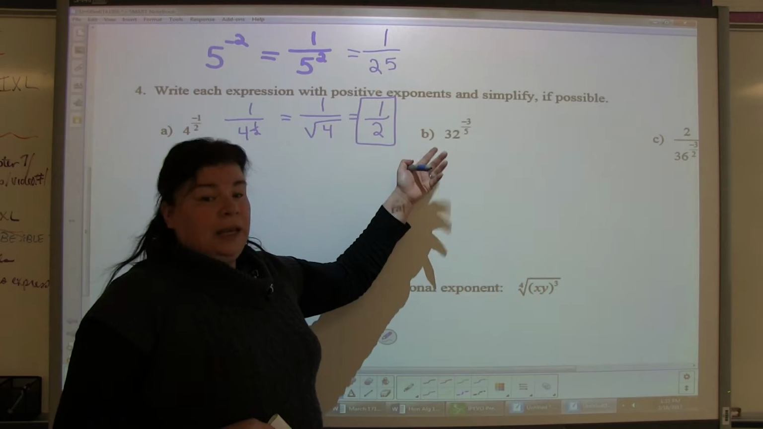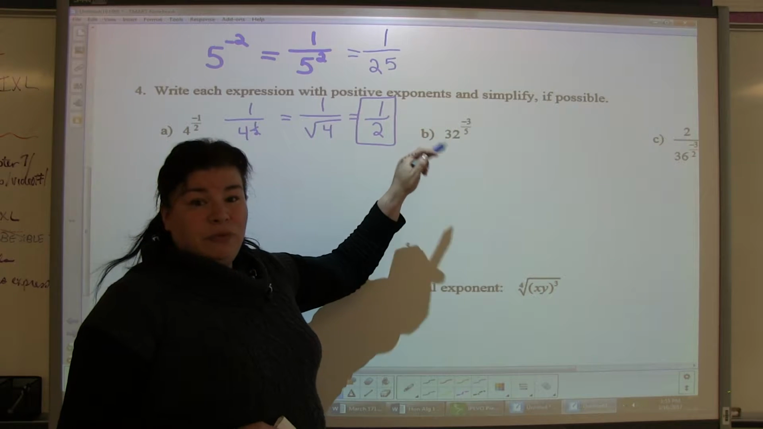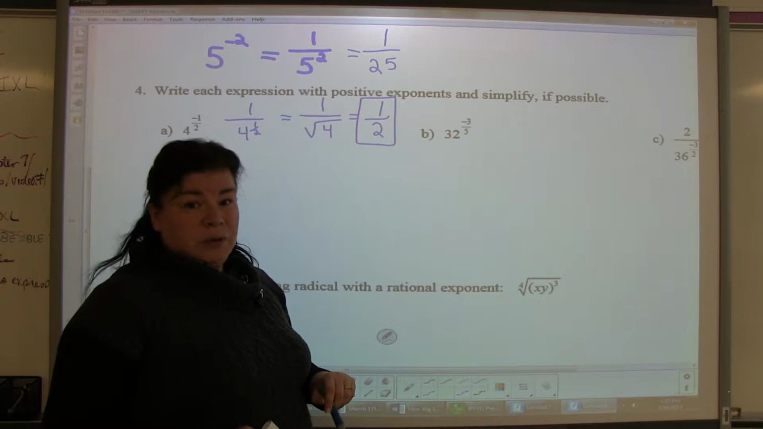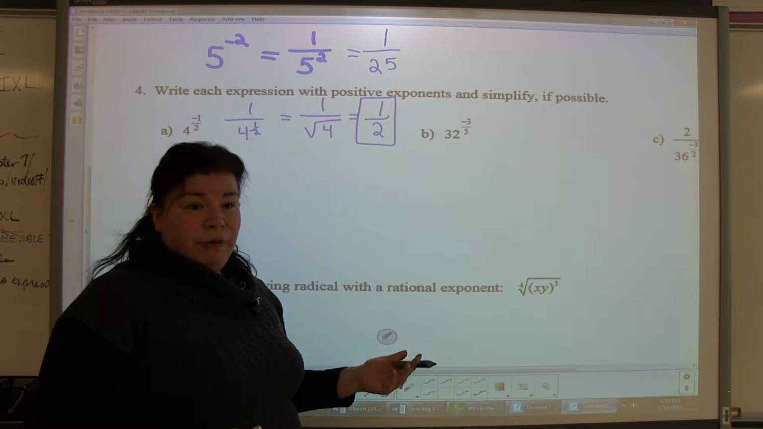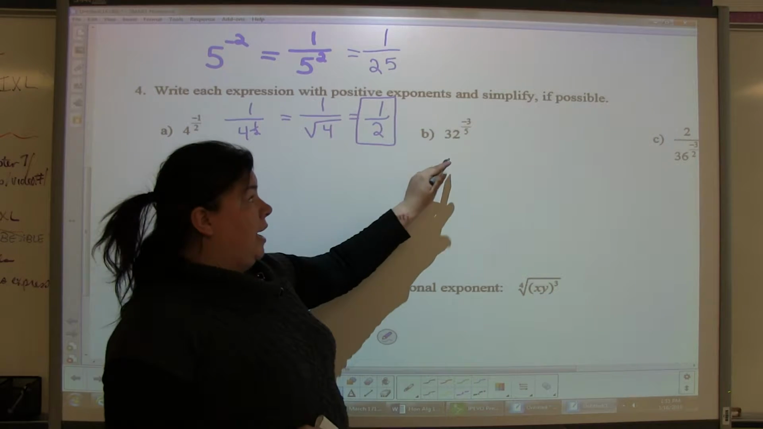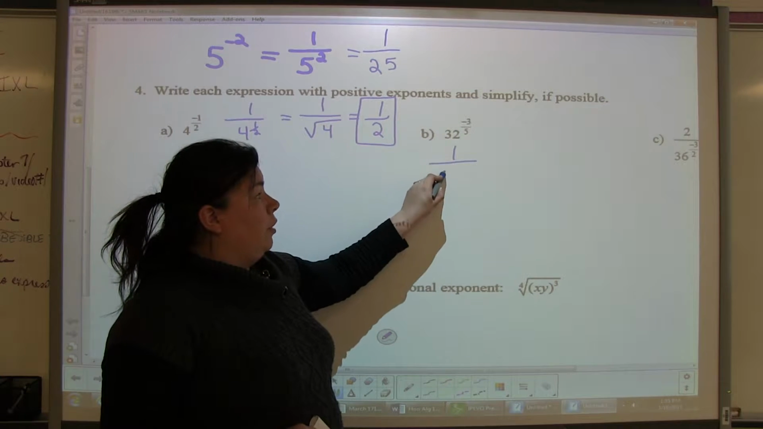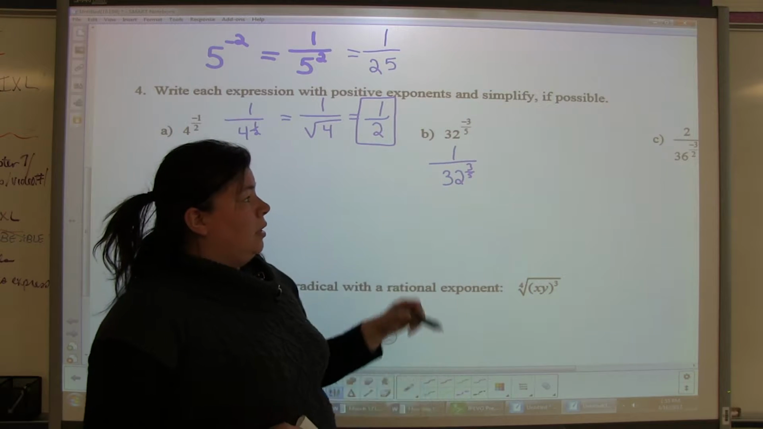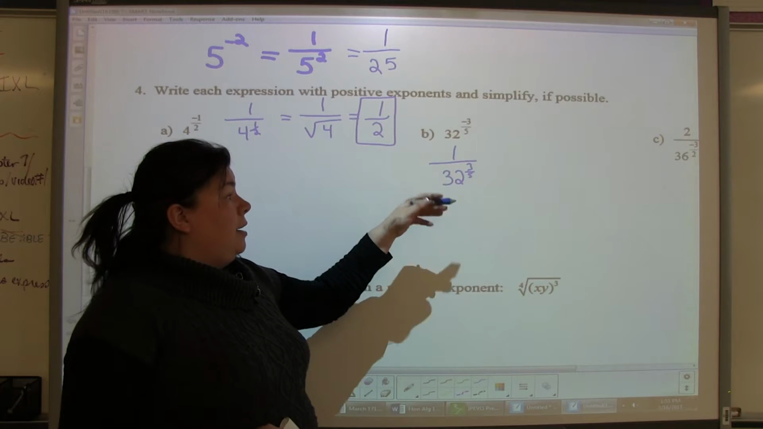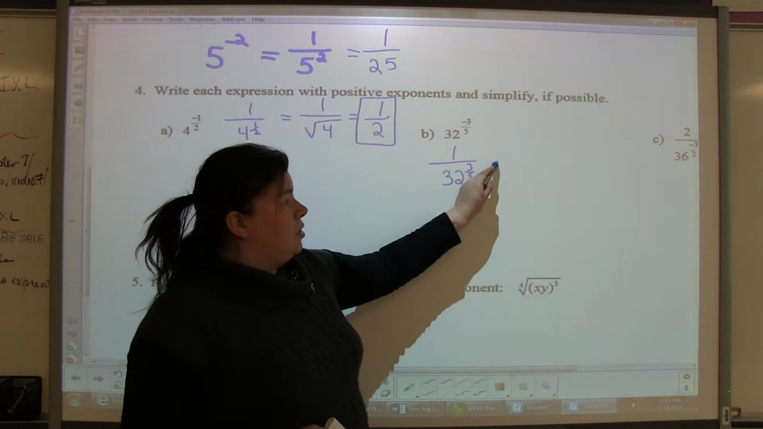For 4B, we have the same thing where we have 32 raised to the negative 3/5 exponent. So we want to take this negative 3/5 and rewrite it as a positive exponent. To do that, we're going to rewrite 32 as 1 over 32 to the 3/5 power. Notice it's positive now. And now that it's positive, remember that this is our index.